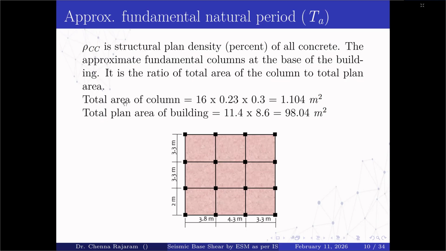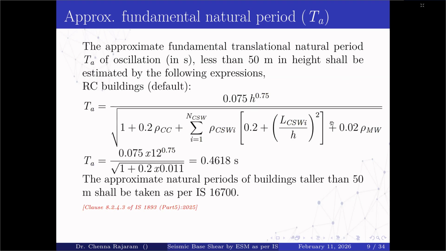Now the total area of the column: 0.23 by 0.3 is the cross section of the column member. That means how many columns are there in the plan. We'll see in x direction we have 4, in y direction we have 4. So 4 into 4 is equal to 16. So 16 into 0.23 by 0.3 comes to 1.104 meter square. Now the ratio of these two gives the rho cc parameter.